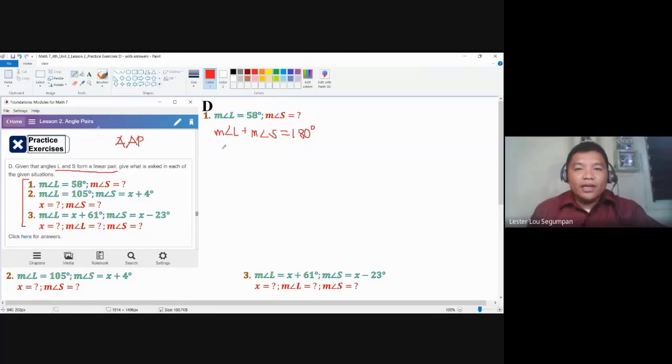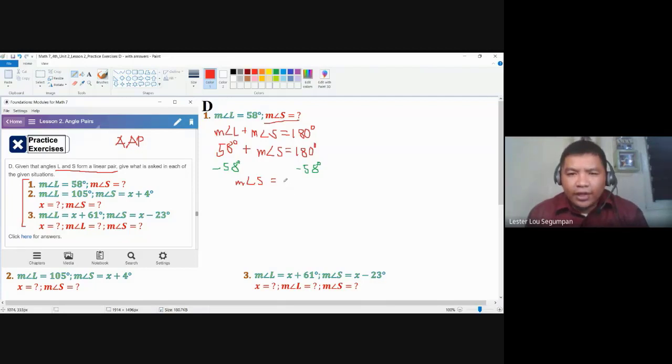For item number 1, angle L is given to be 58 degrees, plus the measurement of angle S, which is the unknown, must be equal to 180 degrees. Next step is to subtract 58 degrees on both sides. We now have the measurement of angle S being the difference of 180 degrees and 58 degrees, which is 122 degrees.